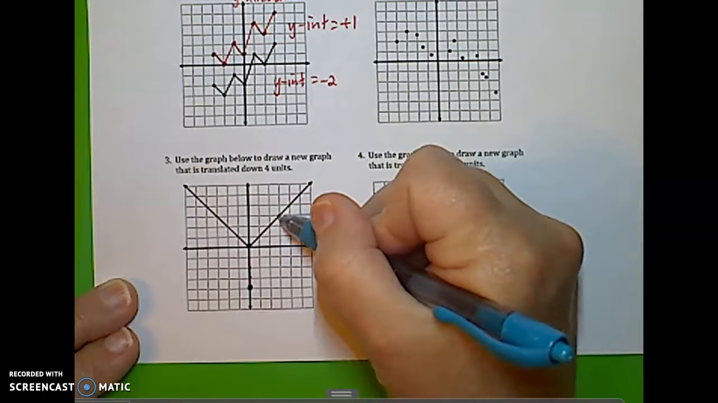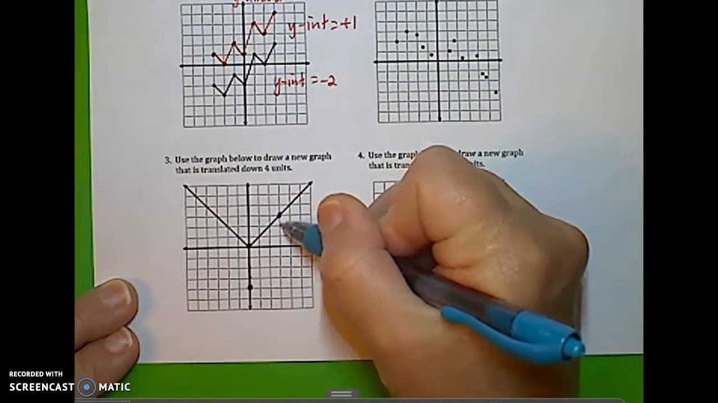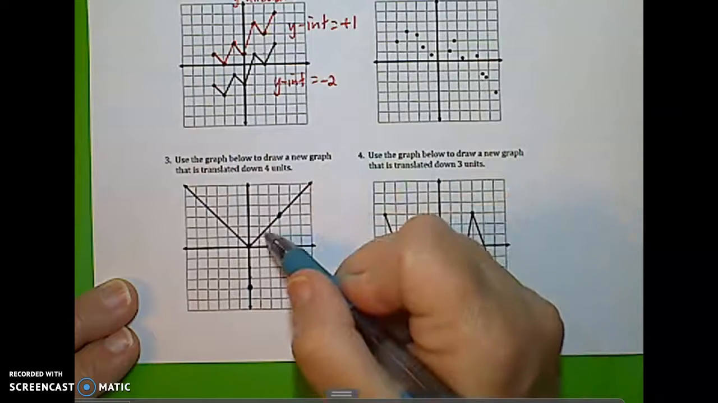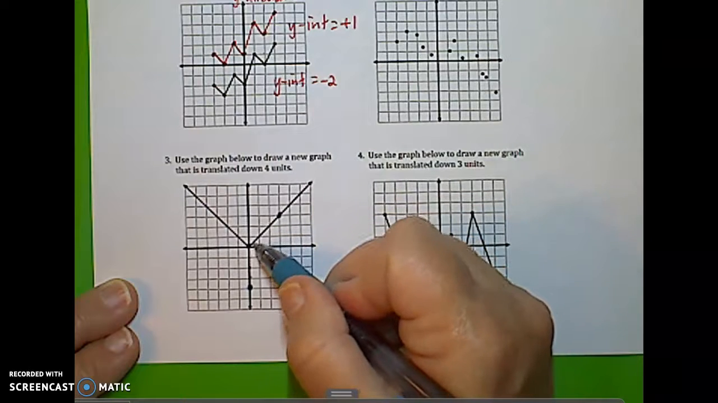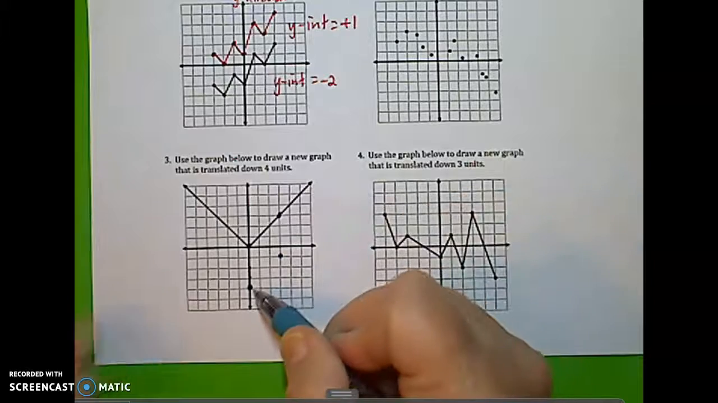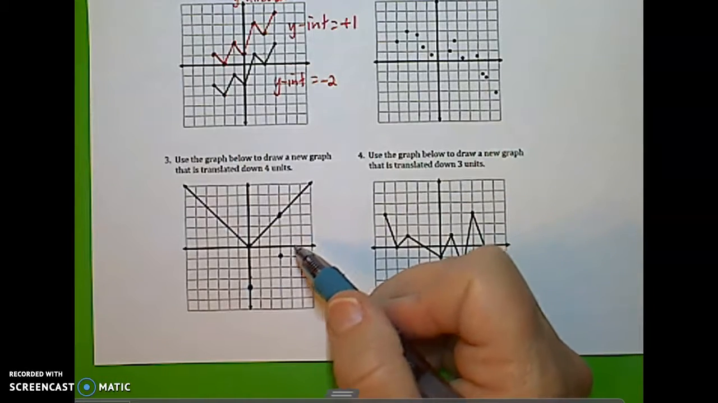And then just pick any other point that's nice. I'm going to pick this point. I'm going to go down 4. And then all these points will go down 4 also, but I know that this is just a straight line, so I can connect these and make that a straight line too.